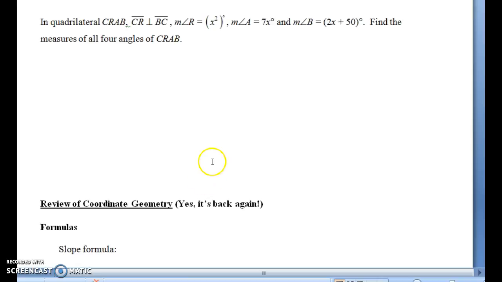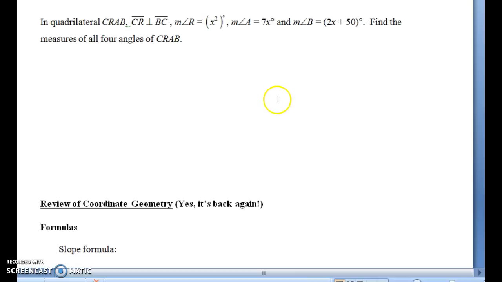All right, now let's work with a problem that deals with the sum of the angles. In quadrilateral CRAB, CR is perpendicular to BC, angle R is x squared degrees, angle A is 7x degrees, and angle B is 2x plus 50 degrees. Find the measure of all four angles of CRAB.